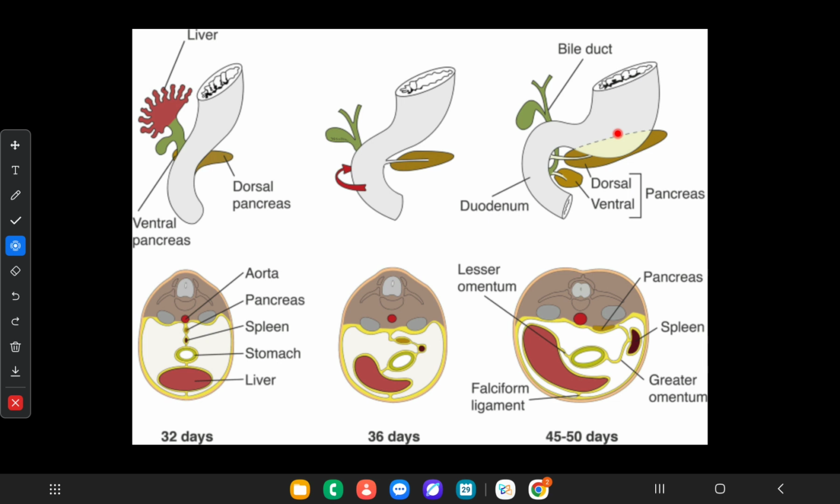The proximal part of the dorsal pancreatic duct is either obliterated or persists as a small channel, and if it persists we call it the accessory pancreatic duct or duct of Santorini.